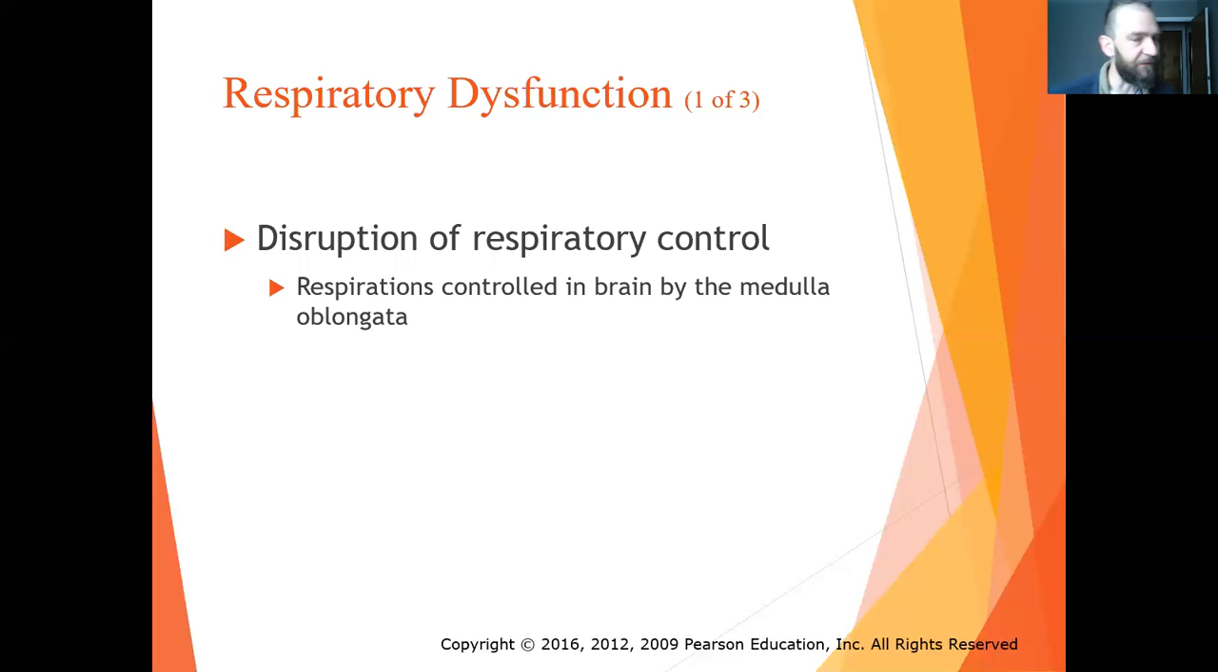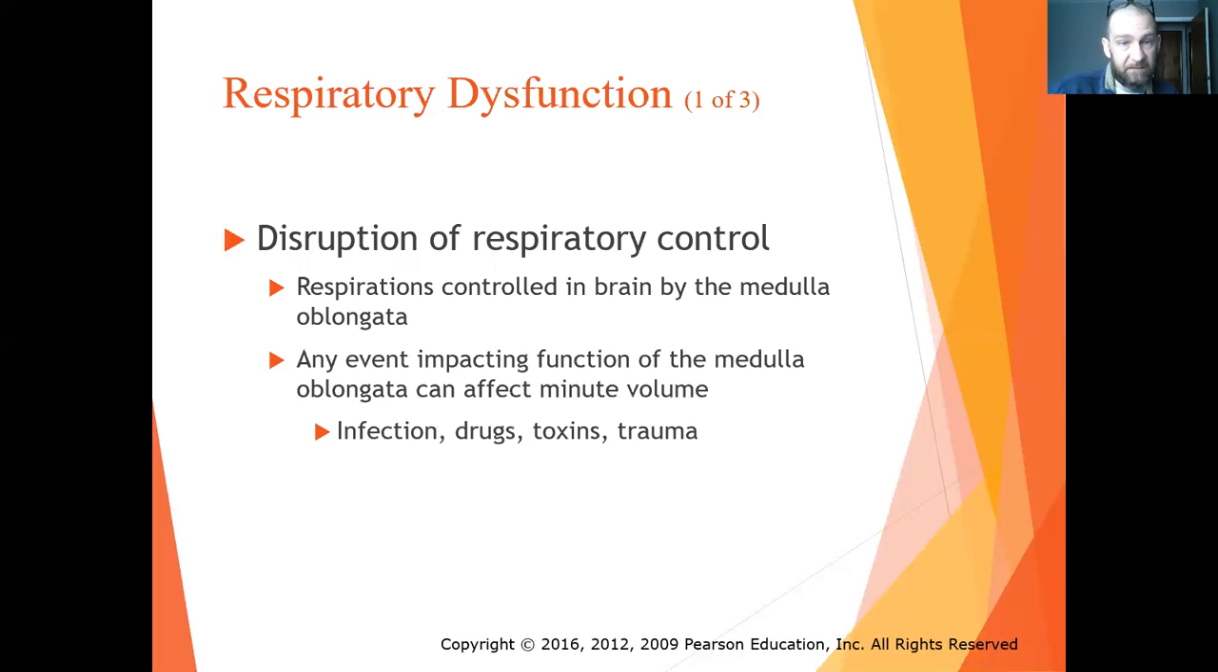This can be affected by many things, including drugs, infections, toxins, trauma. If you have a stroke in the right place in your brain and whatever artery is feeding the medulla oblongata with blood is blocked off, then all of a sudden the medulla oblongata can't be working right, and we'll have effects on breathing changes.